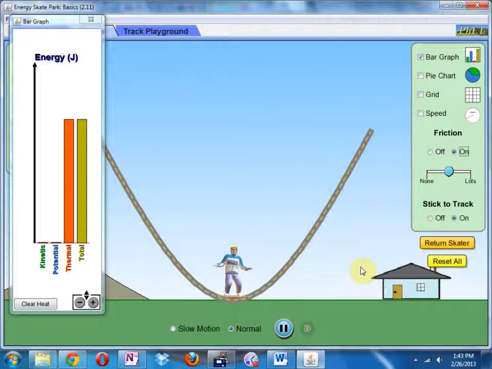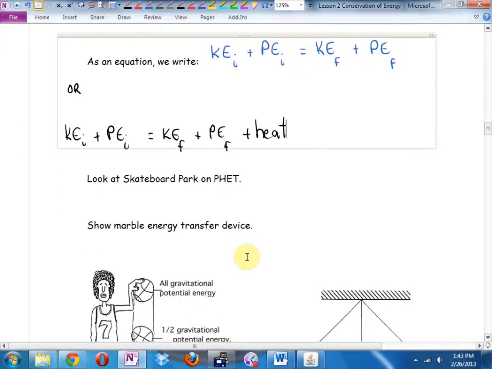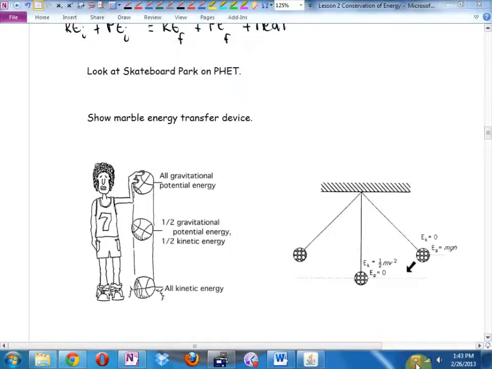I wrote here: show marble energy transfer device.